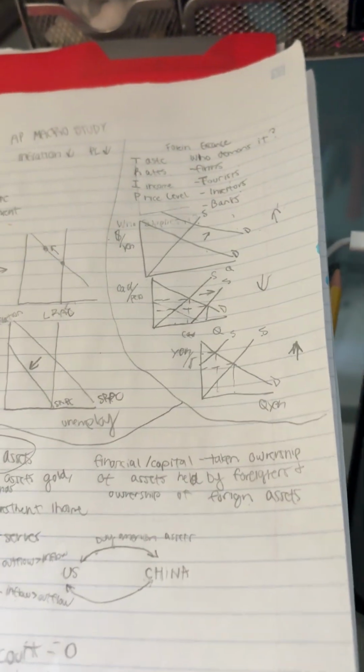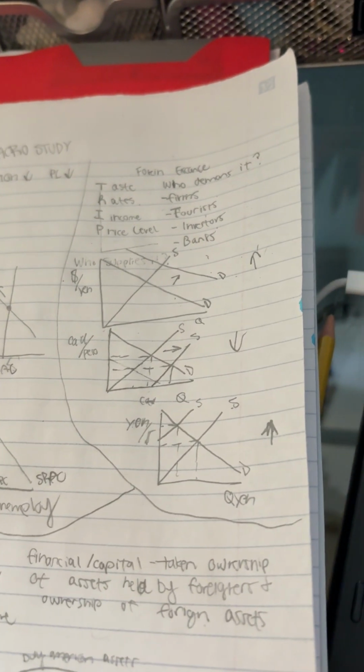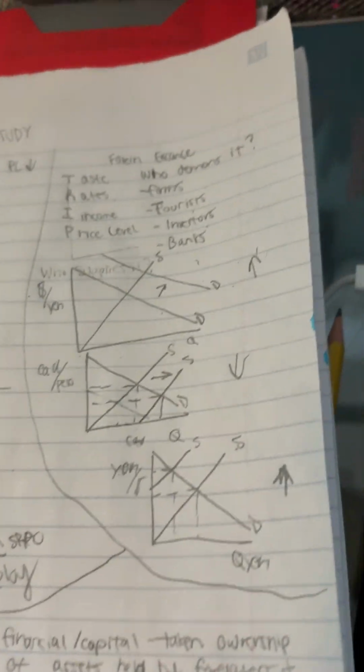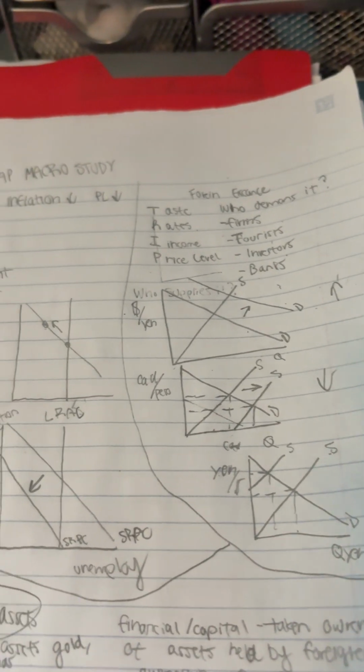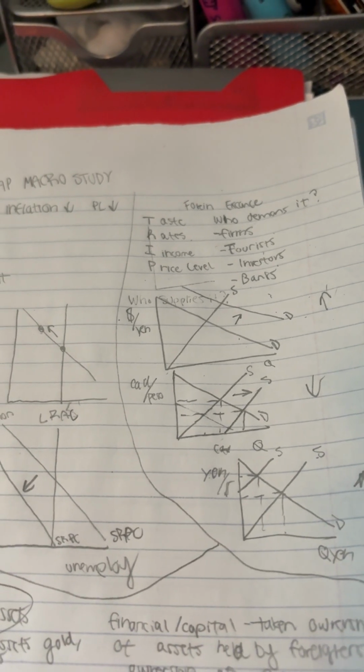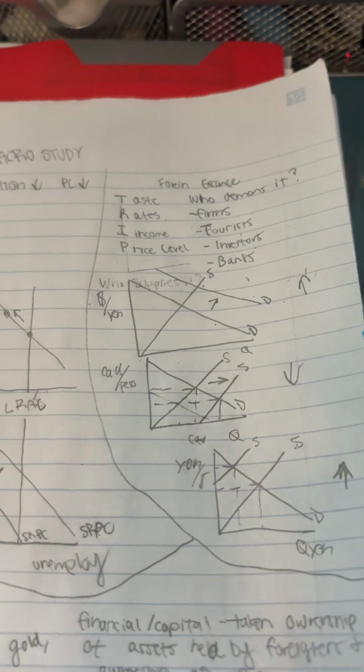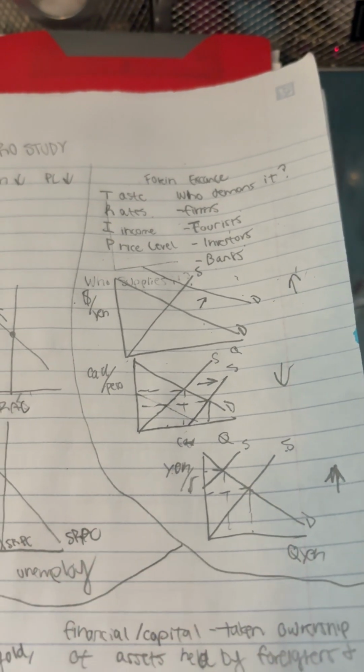And then for the last one, the shifters for the foreign exchange market are TRIPS, so it's taste, rates, income, and price level, and who demands it and who supplies it. I think it's kind of the same people. Firms can demand and supply it.